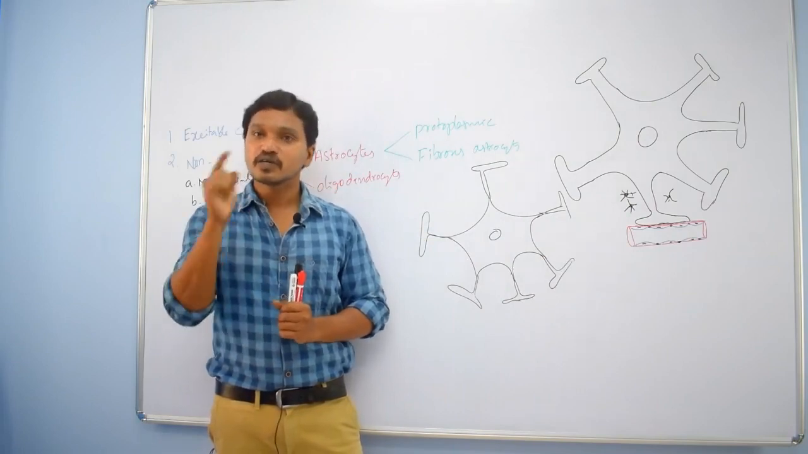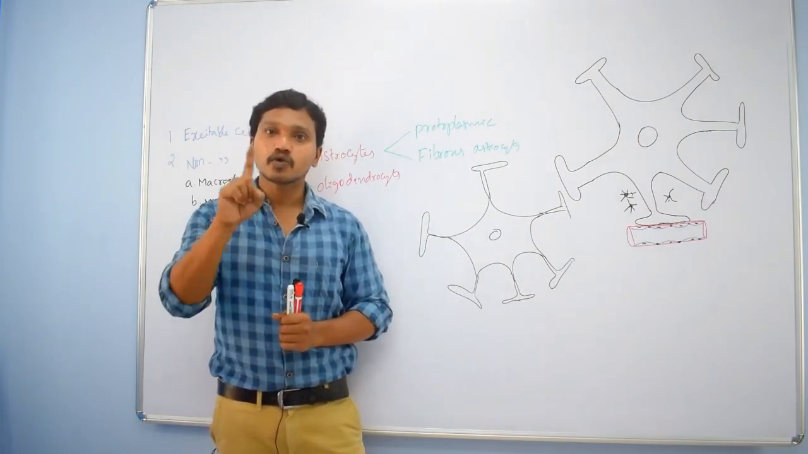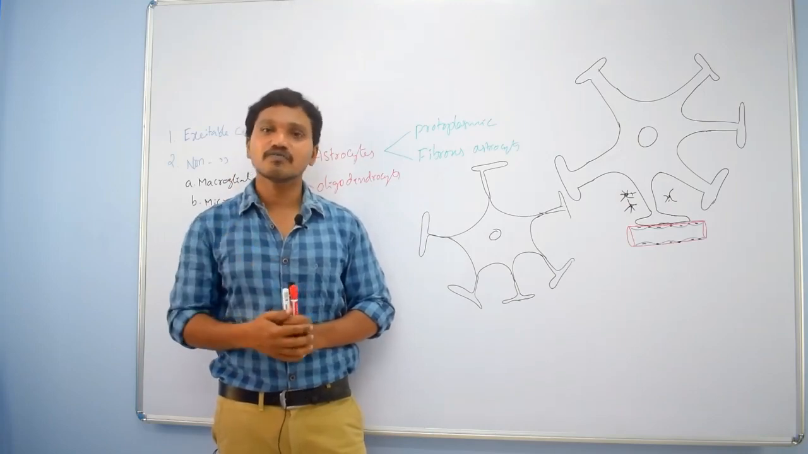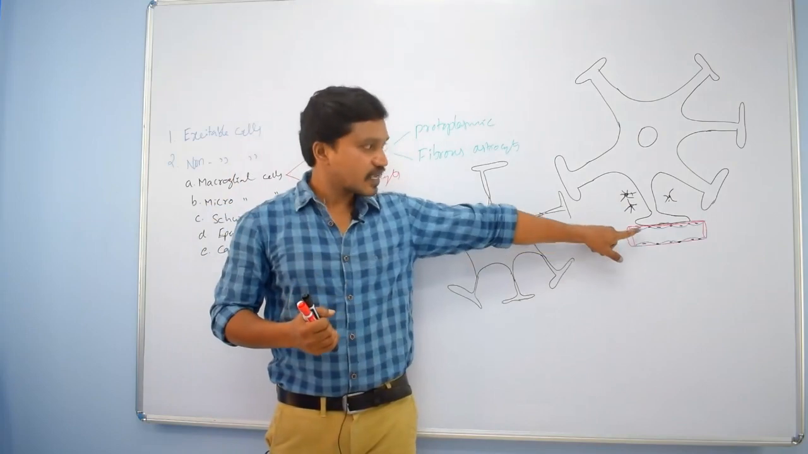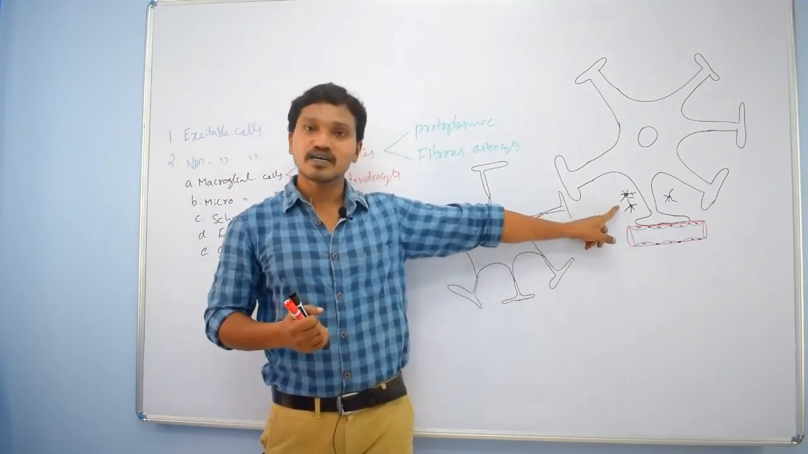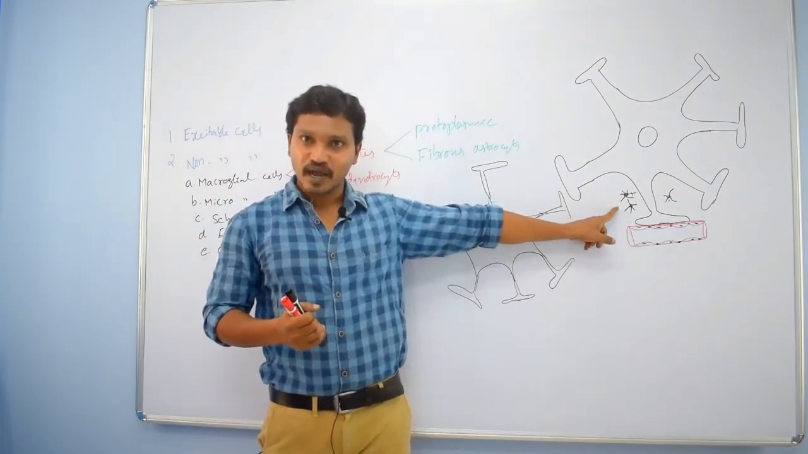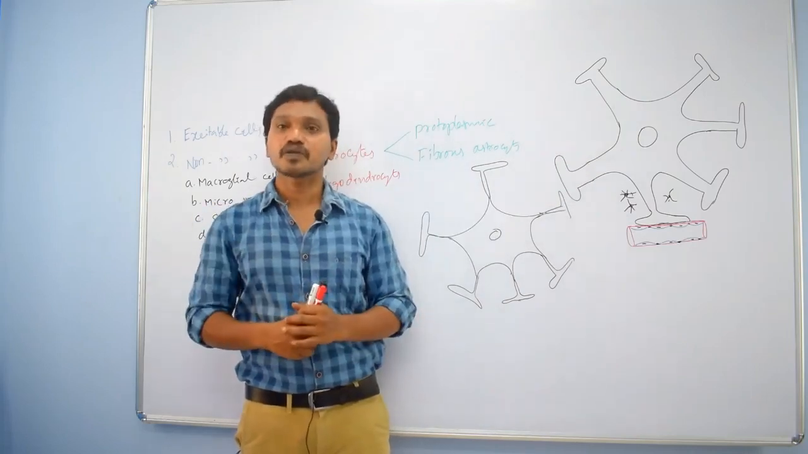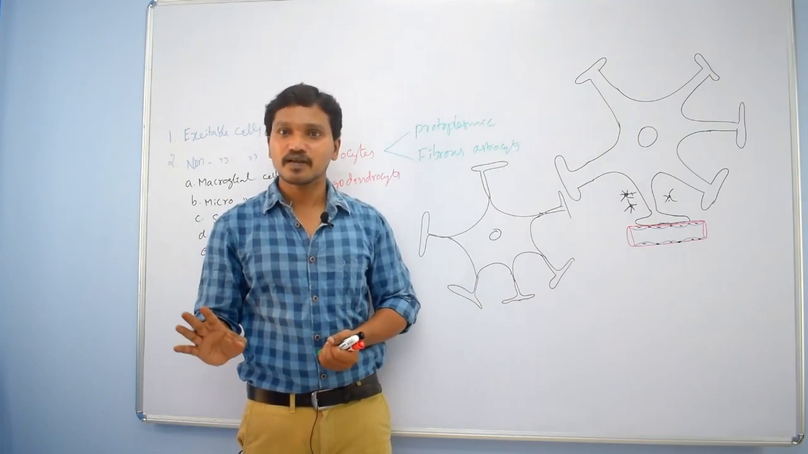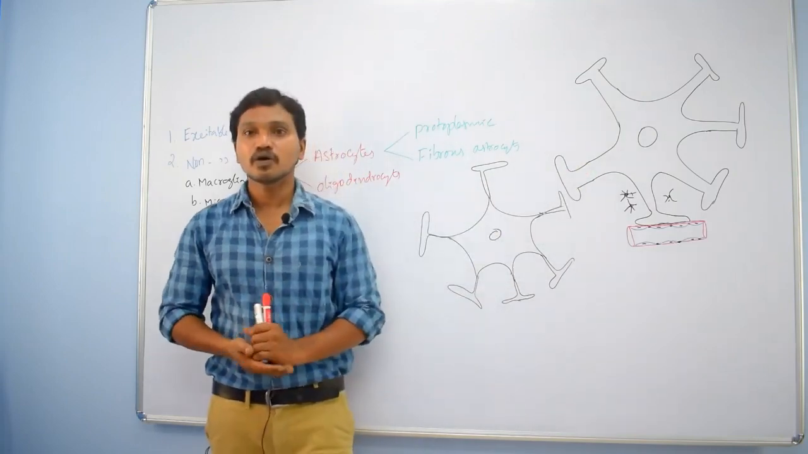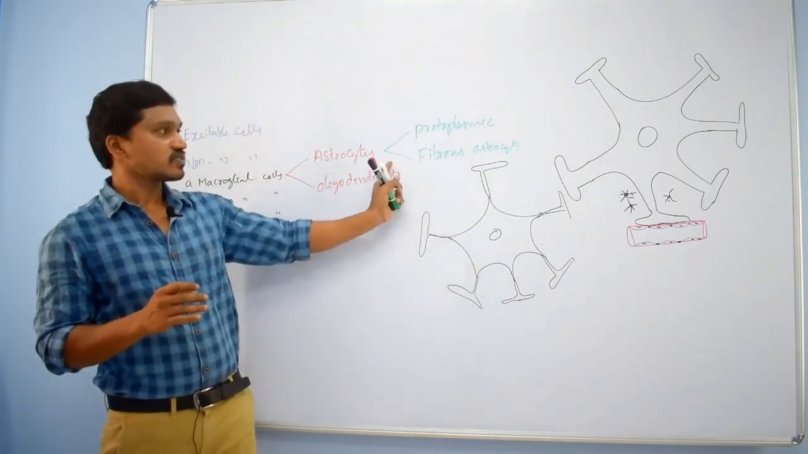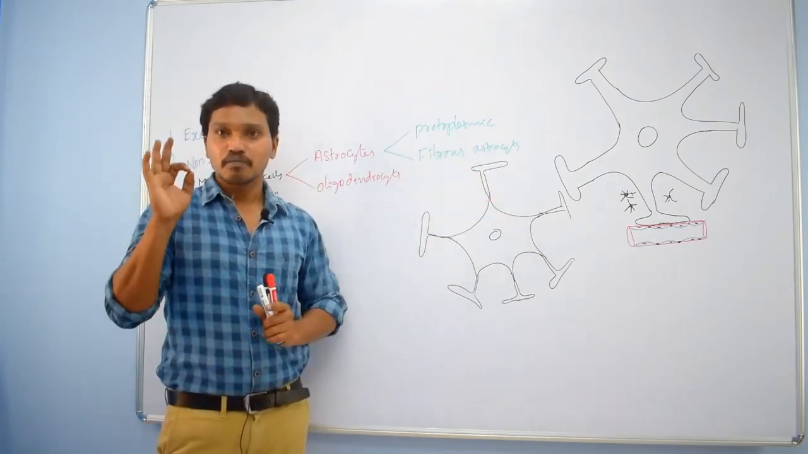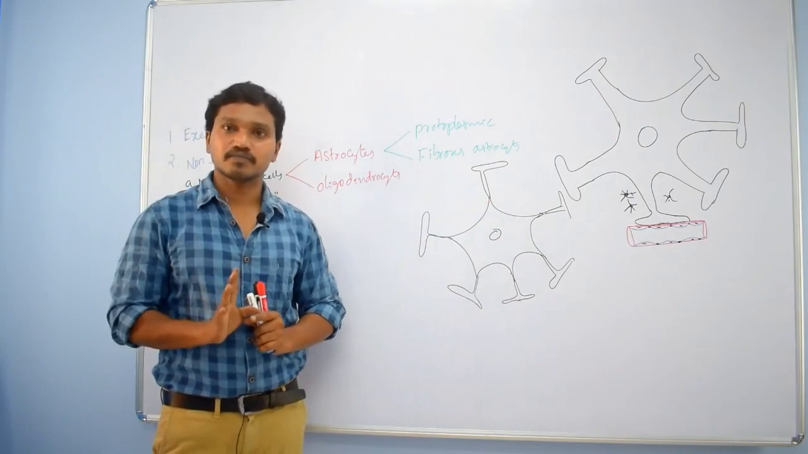You have to give L-dopa. Actually, L-dopa is the precursor of dopamine. That L-dopa can cross the blood-brain barrier. Once it reaches the brain tissue, it will convert into dopamine. Clear? So, that is about astrocytes and the function of astrocytes. Function of astrocytes is mainly the blood-brain barrier.